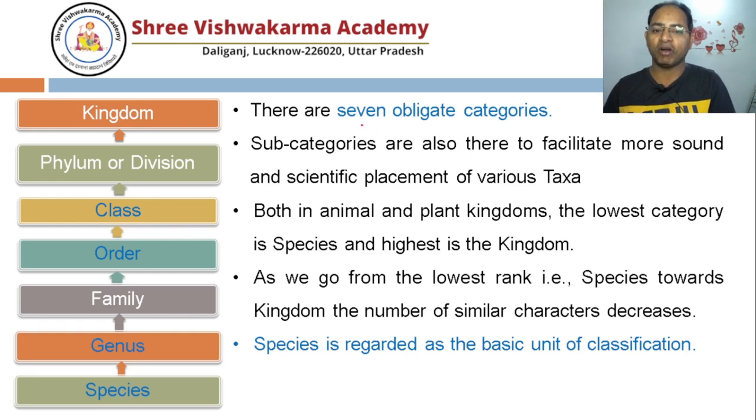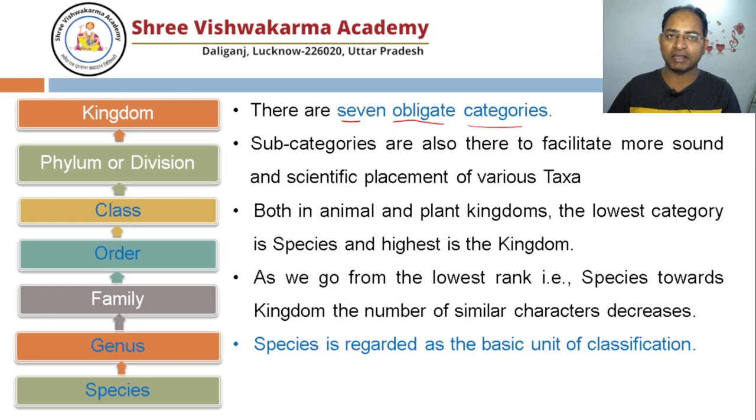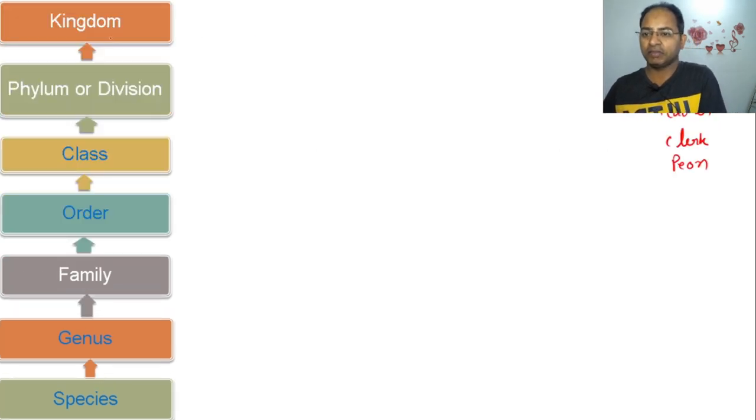So there are a total of 7 obligate categories researchers have developed. Means while you are doing the classification, these 7 categories must be there. It doesn't mean that only 7 categories are there. These 7 categories are obligate. More than that, subcategories are also possible. Subcategories are there to facilitate more sound and scientific placement of various taxa. Just like, let me tell you, between the kingdom and phylum, after kingdom, maybe it is subkingdom. Maybe in one kingdom, many subkingdoms are there. In phylum or division, before phylum, superphylum may be there.